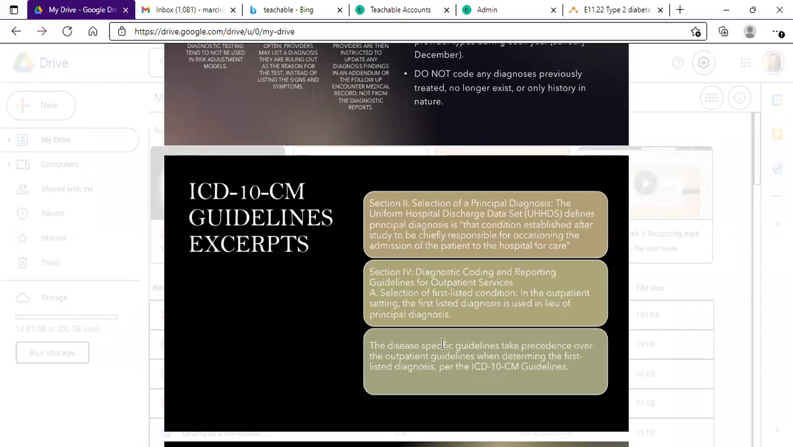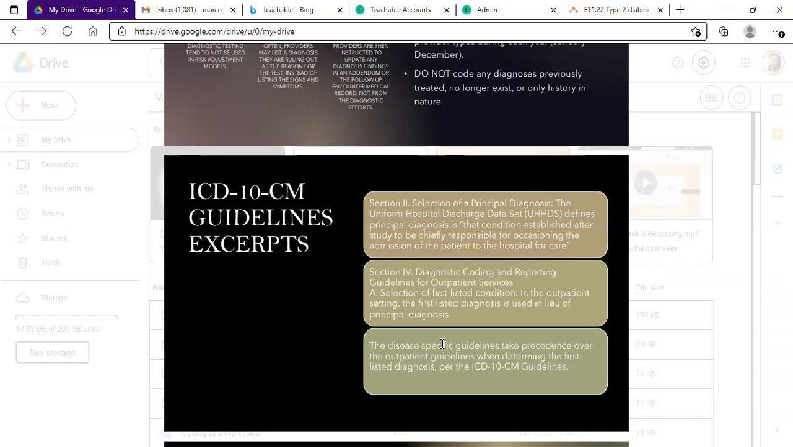The disease-specific guidelines take precedence over the outpatient guidelines. So keep in mind, we have general coding guidelines, and then we have chapter-specific guidelines. The chapter-specific guidelines tend to take precedence over general guidelines, which makes sense. We have a general rule, and then we have a more specific rule. If we're confused on which one to use, we usually take the more specific rule and apply it because it's more specific.